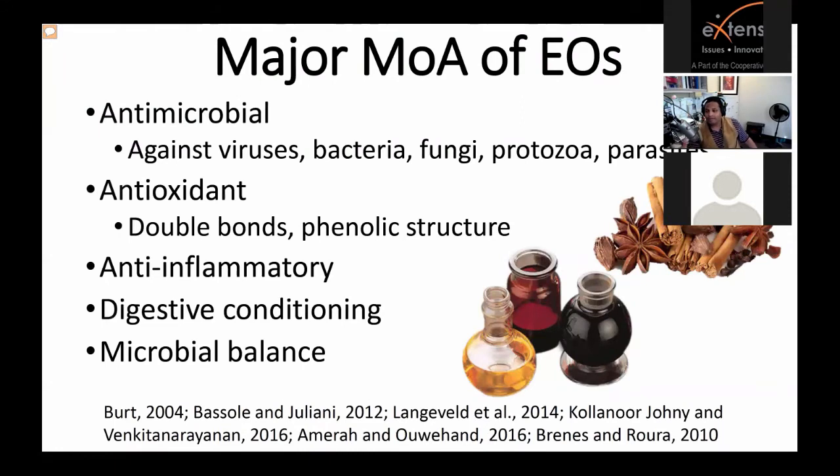Now, what are the major mechanisms of action by which essential oils improve performance in chickens? They are divided into five different categories. One is antimicrobial. Everybody knows it. They are effective against viruses, bacteria, fungi, protozoa, and parasites. And they're antioxidants. The antioxidant property is there because of the double bonds present in their structure.